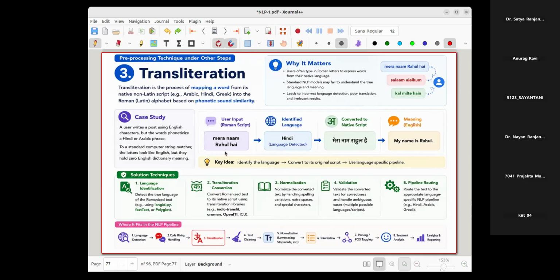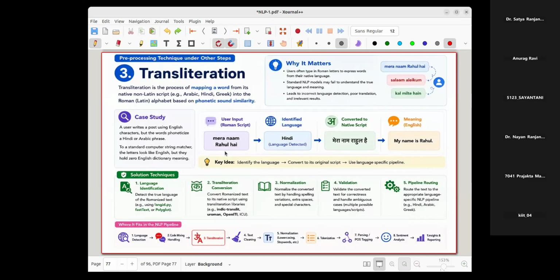The problem is that even if you got this data, it is written in English characters, but they are not English words. If you give this to your model, the model will use it, but it is not going to perform as we are expecting. Why it matters? Because users often type in Roman letters to express words from their native language. So they are using their native language, but not writing in their native script. Rather, they are using the Roman script or English script. So standard NLP models may fail to understand what their language is. They will think that it is English, but actually it is not English.